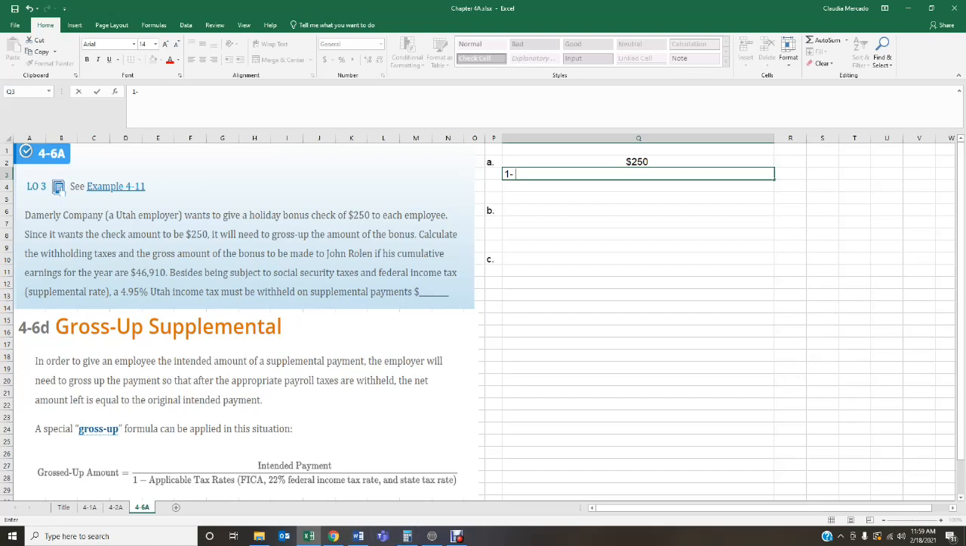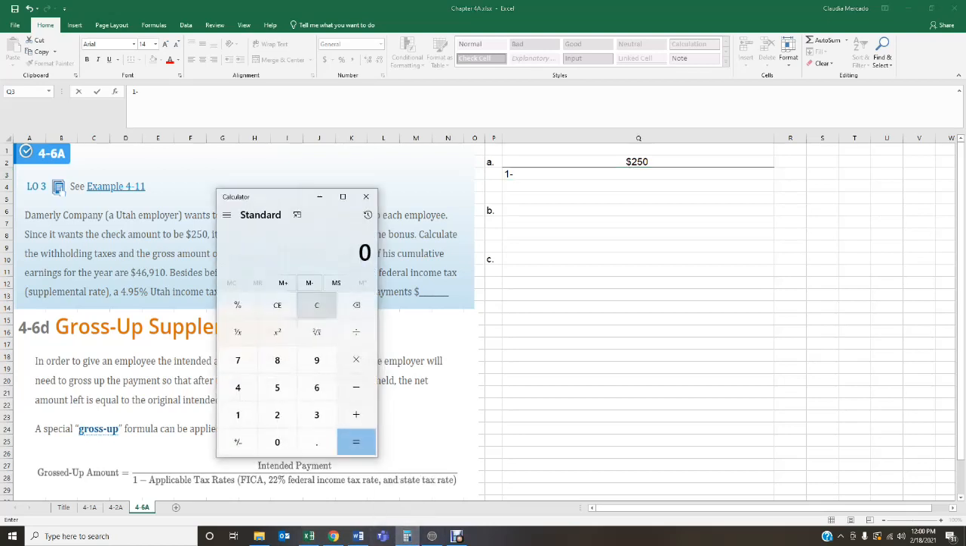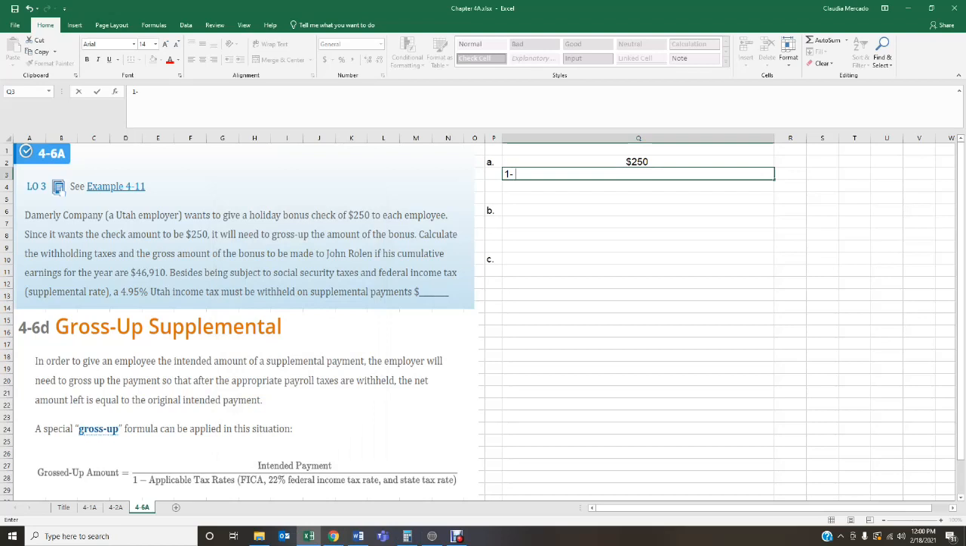The first thing I'm going to take into consideration is my federal income tax rate. It says it's 22%. I'm going to take 22% and divide by 100, and that's going to give me 0.22. So that's my federal rate, 0.22. This is a supplemental federal rate. Then we're also going to subtract our OASDI, because remember we also have to deduct our FICA taxes, which are made up of our OASDI and our HI.